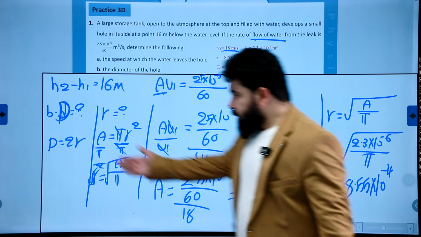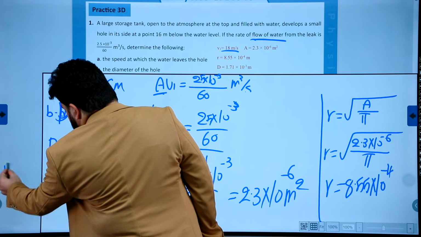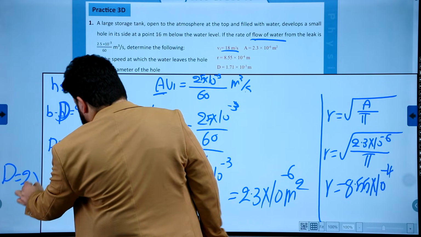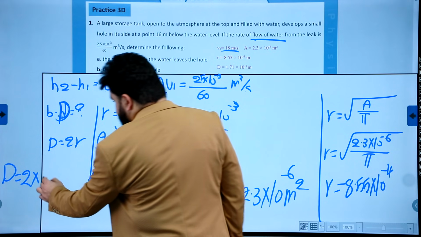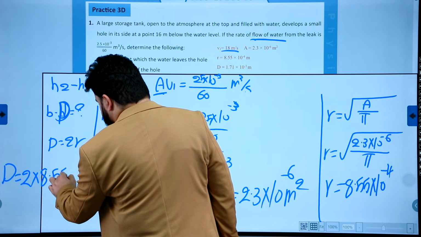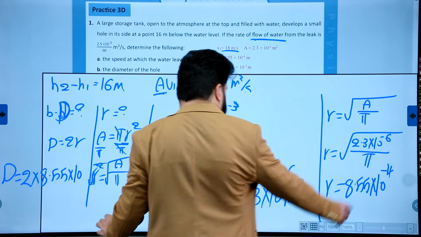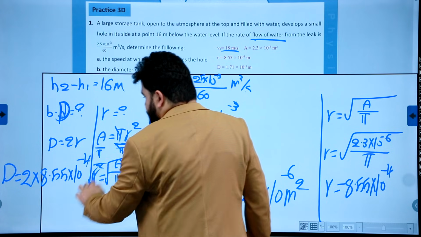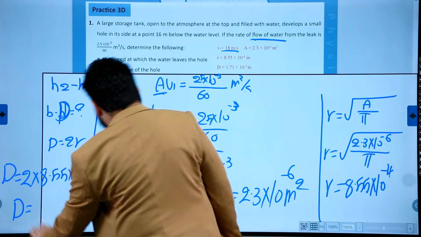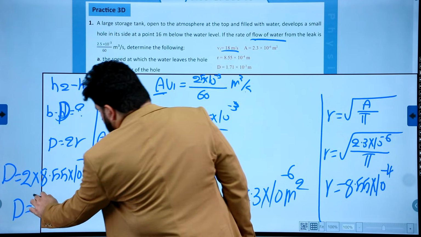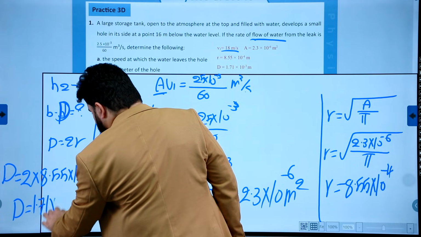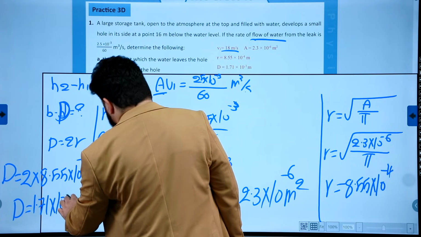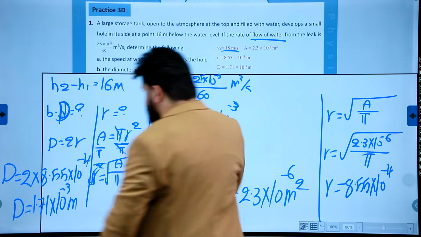I found the radius. Let's find the diameter. Diameter is equal to 2 times 8.85 times 10 to the power of negative 4. If you calculate this, diameter is equal to 1.71 times 10 to the power of negative 3 meters.